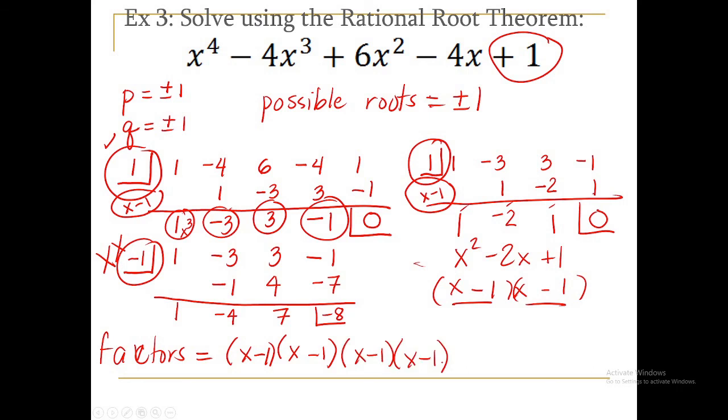Do you get the idea now? Yes, sir. And how do you write x minus 1 times x minus 1 times x minus 1 the shorter way? x minus 1 quantity raised to 4, sir. That's totally right. x minus 1 raised to 4.